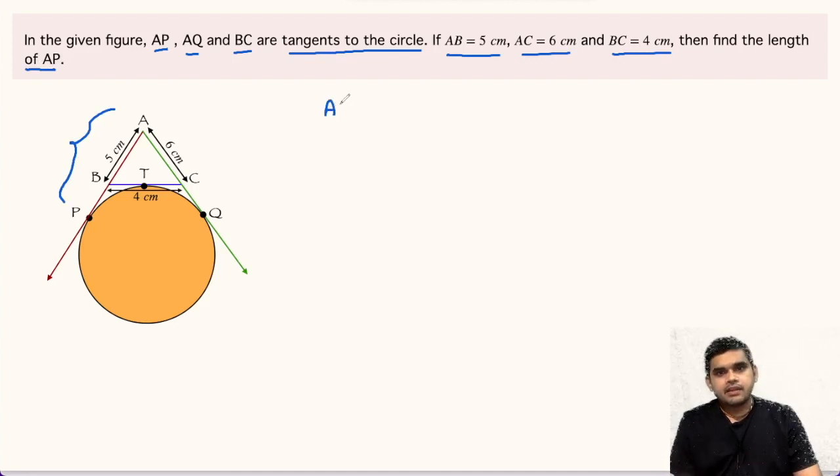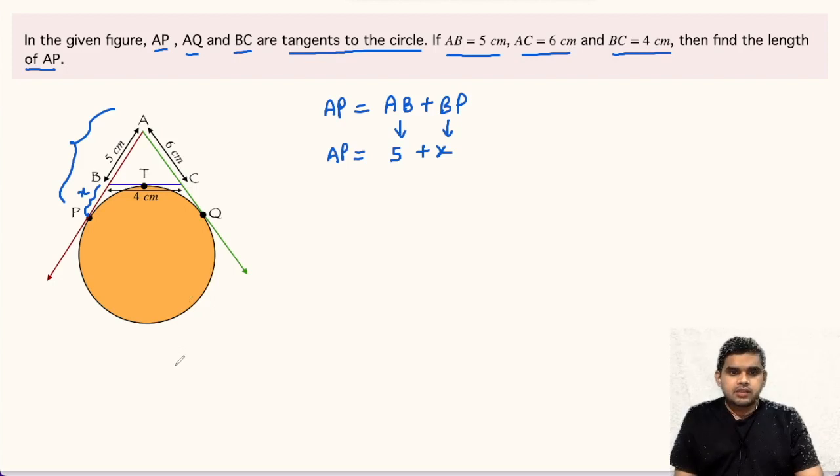AP can be written as it is made up of two parts, AB plus BP. So we can write AB plus BP. AB is already known to us, that is 5 centimeter, plus BP. BP is not given, so let us assume this distance BP as x. So this will be equal to x.